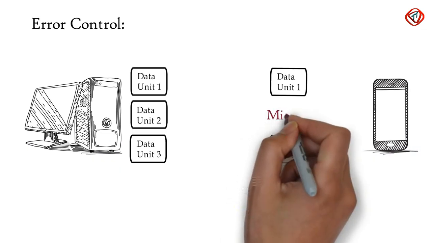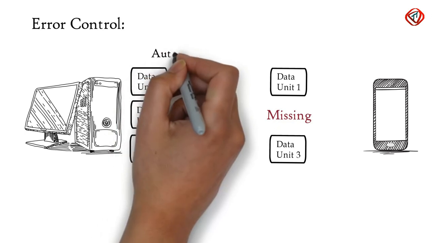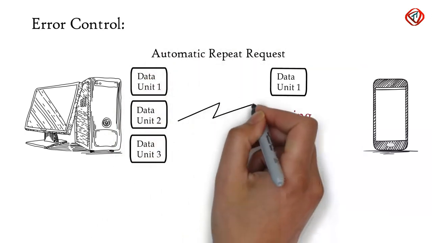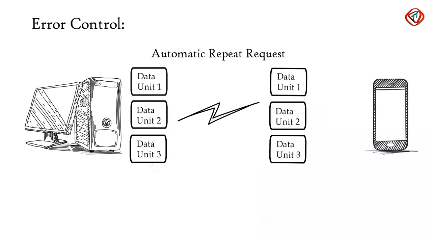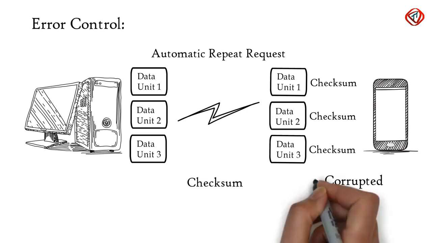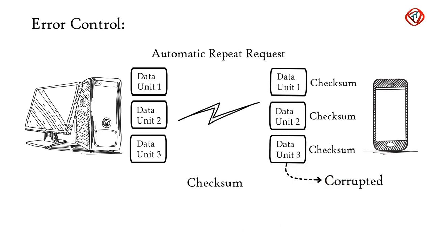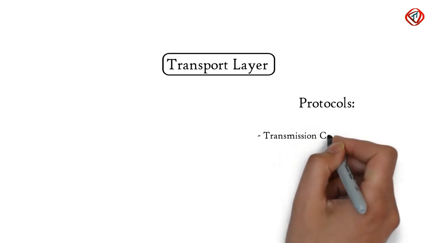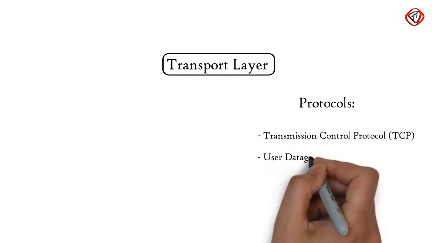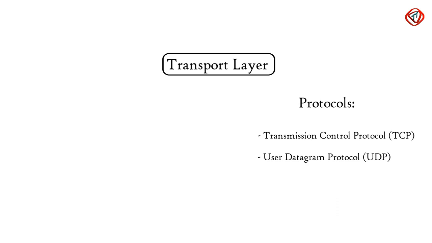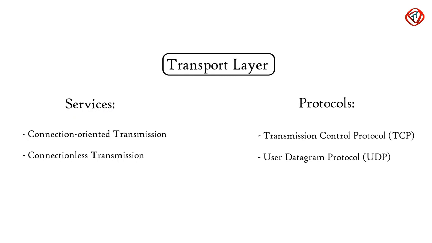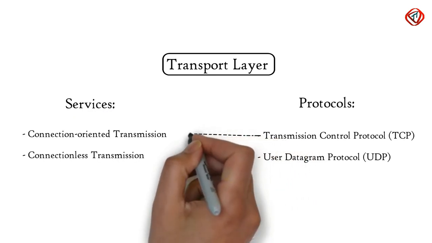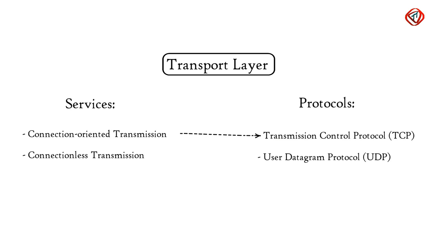If some data does not arrive at the destination, transport layer uses automatic repeat request schemes to retransmit the lost or corrupted data. A group of bits called checksum is added to each segment by the transport layer to find out a received corrupted segment. Protocols of transport layer are Transmission Control Protocol or TCP and User Datagram Protocol or UDP. Transport layer performs two types of services: connection-oriented transmission and connectionless transmission. Connection-oriented transmission is done via TCP, while connectionless transmission is done via UDP.